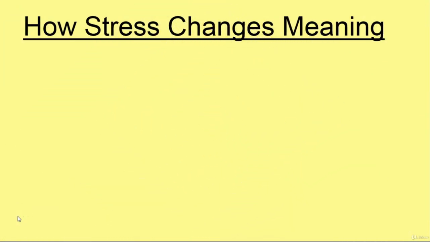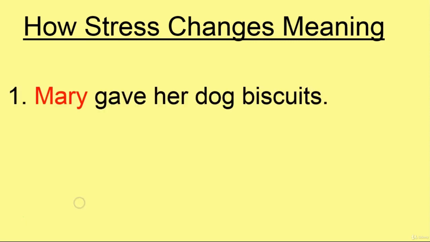How we place the stress and which word receives the most stress in our sentence can often change our meaning. For example, in this sentence, the stress is on Mary. And so I say it as Mary gave her dog biscuits. Mary gave her dog biscuits.